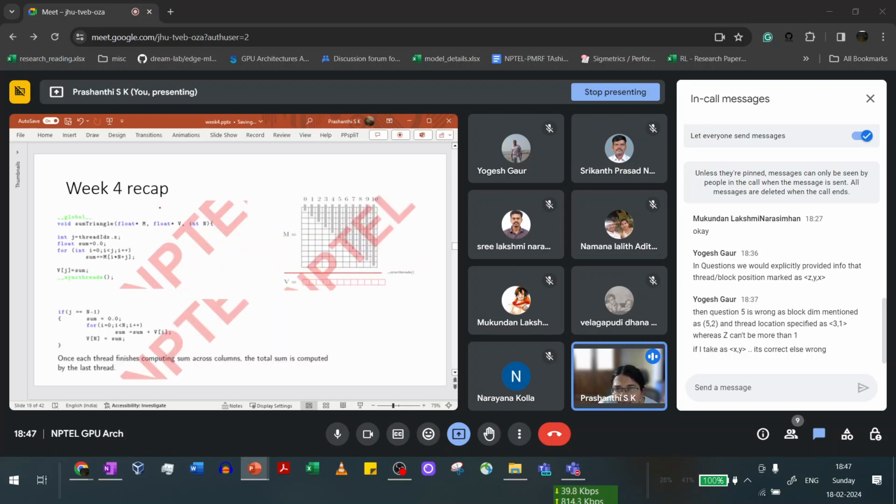So let's look at this same example, right? Here we had this triangle sum computation where every thread computes the sum up to certain elements, and the last one computes the sum of all these elements. Once every thread finishes computing these elements, then the total sum is computed by the last thread. That's what you want, right?